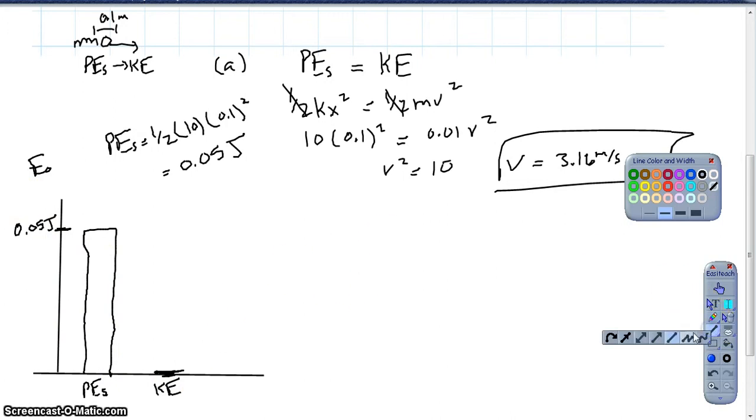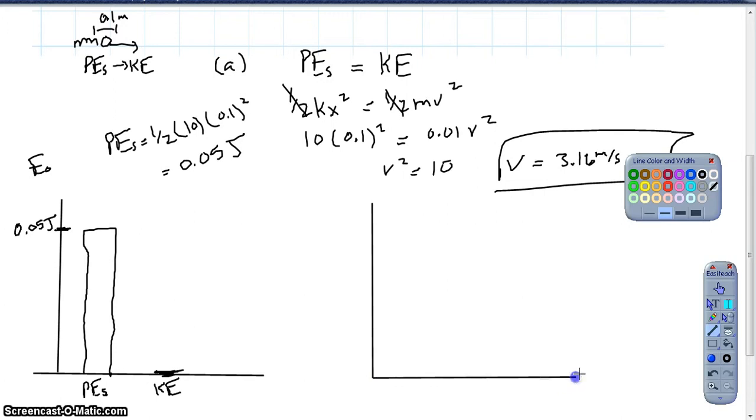My second graph would really just be the opposite. As the ball is leaving the spring, once the spring has completely decompressed, once it's not compressed anymore, then there's no longer any spring potential energy. So this is now 0, and all of the energy is converted to kinetic energy, right? So I now have only kinetic energy extending upward.